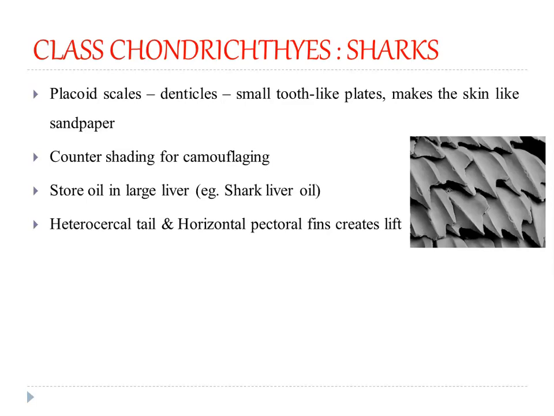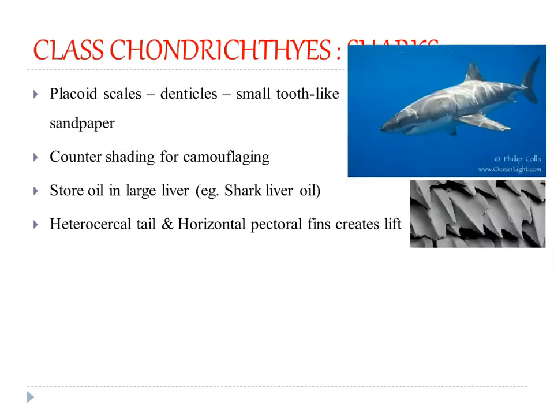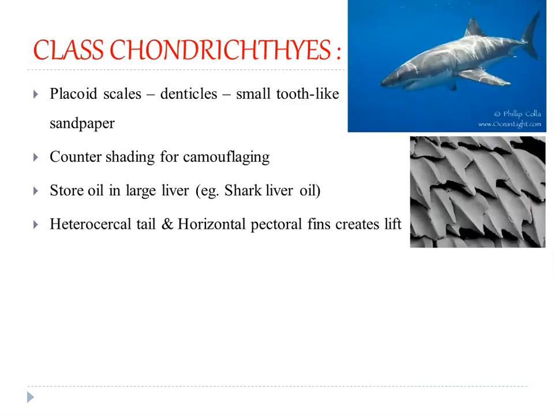Another important feature of the sharks is the counter shading. You can see on the top it is darker in shade, and on the bottom it is lighter in shade, isn't it? And this is actually for camouflaging. When you look from above into a water body, you can see it is darker inside, isn't it? Deeper waters become more and more darker, right? So the darker upper surface, or dorsal surface, would help in camouflaging in deeper waters.